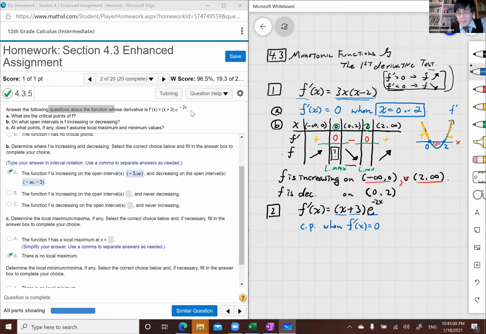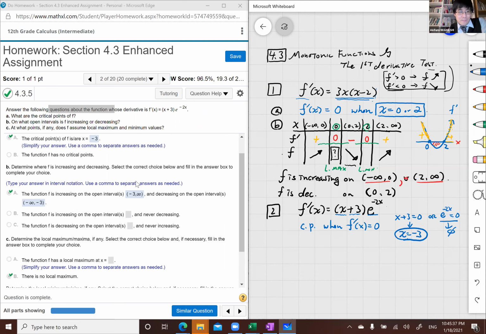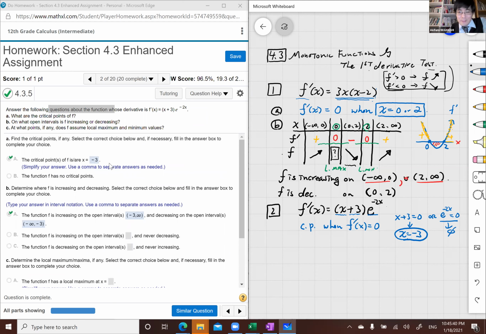Okay. And in this factored form, the derivative becomes 0 if x plus 3 is equal to 0 or e to the negative 2x is equal to 0. This happens when x is equal to negative 3. And this never happens. An exponential function, e to the something, does not become 0 at all. So the only critical point is x is equal to negative 3.